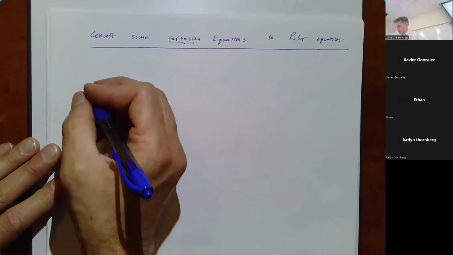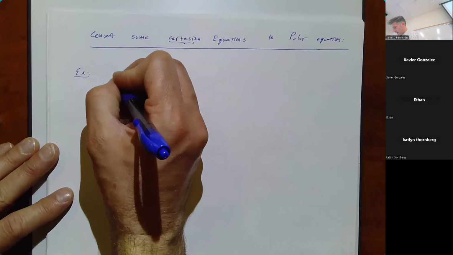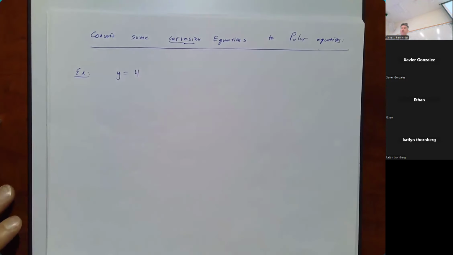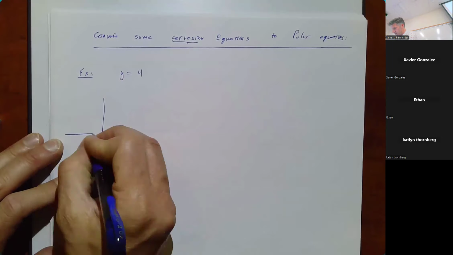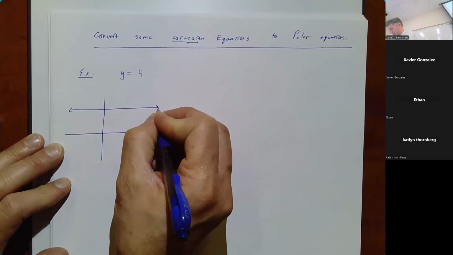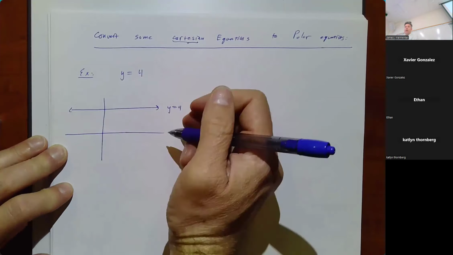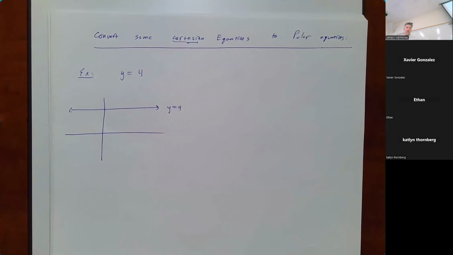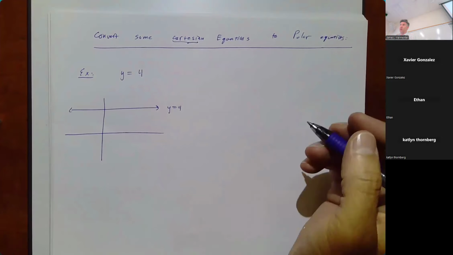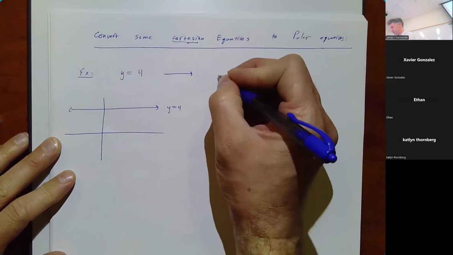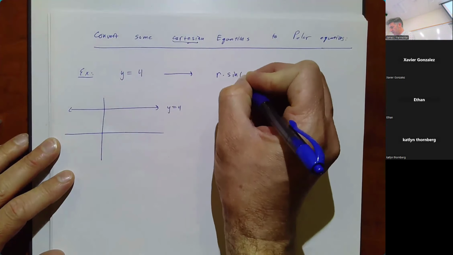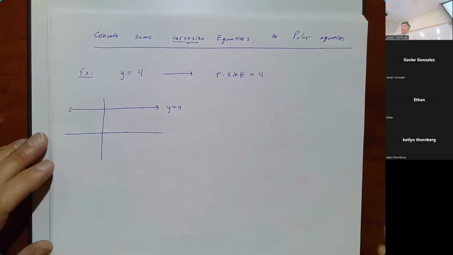So let's start off with a nice one like y equal to 4, which we certainly know how to draw. Right, y equal to 4 looks like this nice straight line here. But now we want to convert it to polar. So when you're converting something to polar, if you've got an x or a y, you're just going to replace it with what it's equal to. We know that x is equal to r cosine theta, y is equal to r sine theta. So we're going to rewrite this as r times sine theta equal to 4.